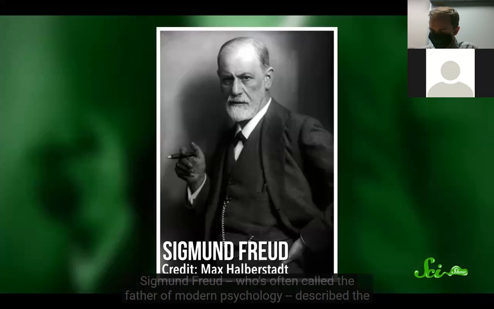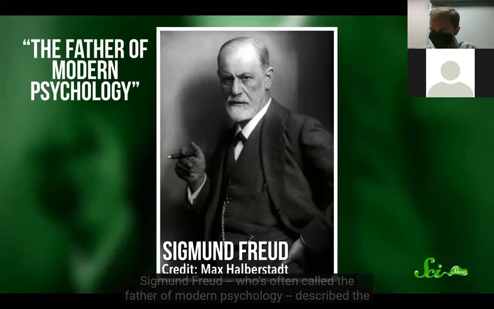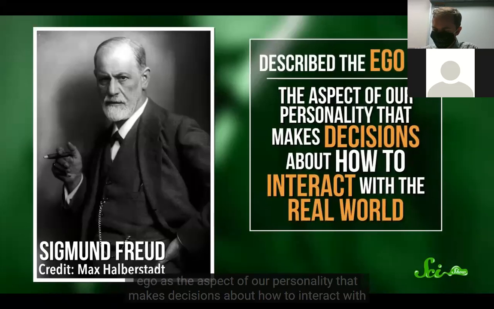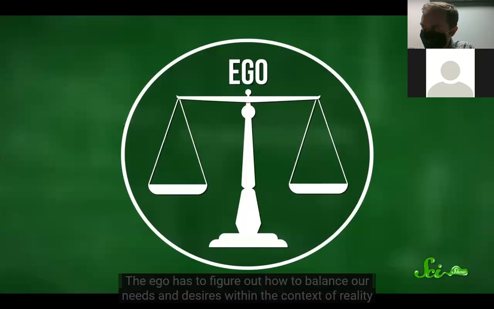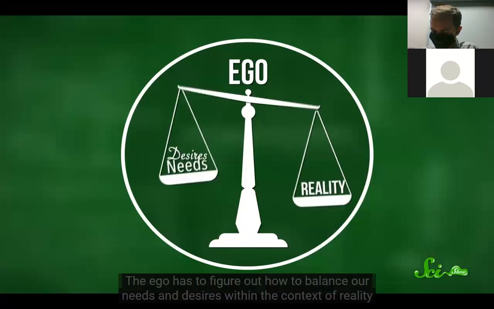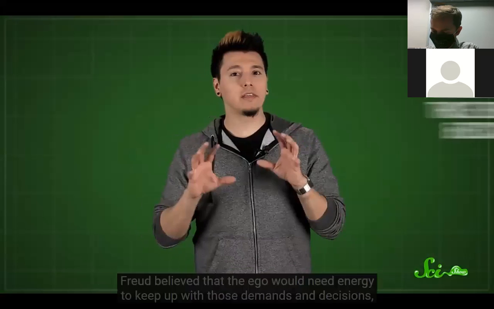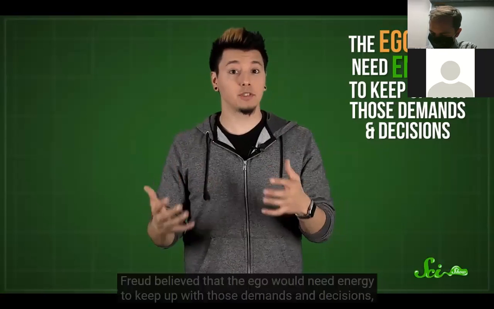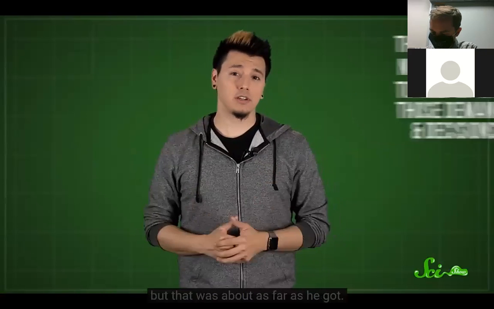The concept of the ego goes way back. Sigmund Freud, who's often called the father of modern psychology, described the ego as the aspect of our personality that makes decisions about how to interact with the real world. The ego has to figure out how to balance our needs and desires within the context of reality and society. Freud believed that the ego would need energy to keep up with those demands and decisions. That was about as far as he got.